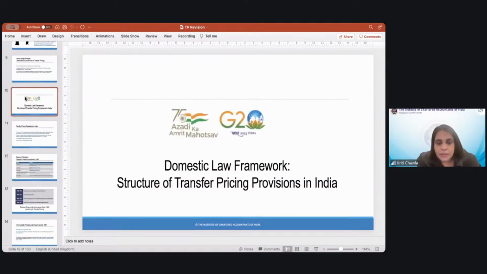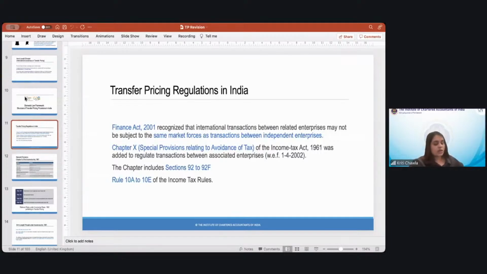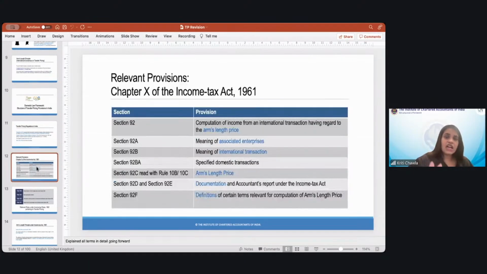Okay, so coming back, this is how the structure of transfer pricing provisions looks in India. This is the Finance Act 2001, which introduced transfer pricing provisions. This is Chapter 10 of the Income Tax Act, and it includes Section 92 to 92F. Right now we're talking about sections 92 to 92F, but obviously the Income Tax Act of 2025 has different sections. I'm not addressing them right now because I don't want to confuse you from an examination perspective. This one is going to be relevant for January 2026.